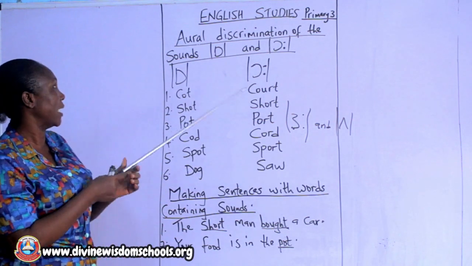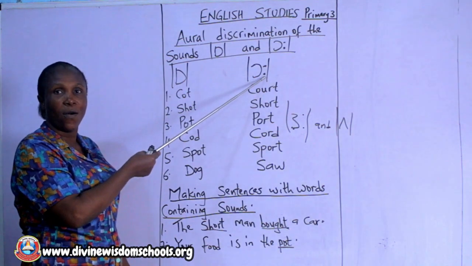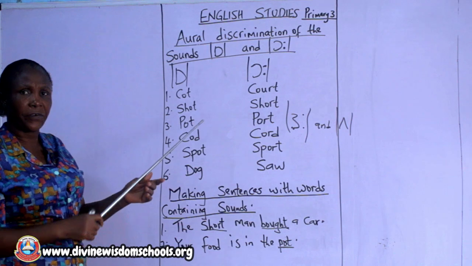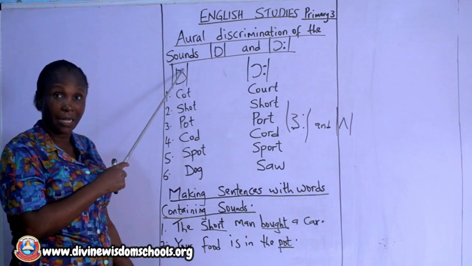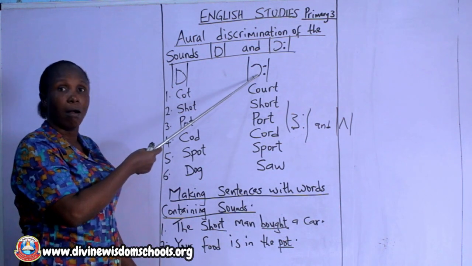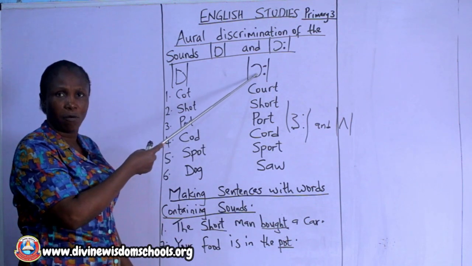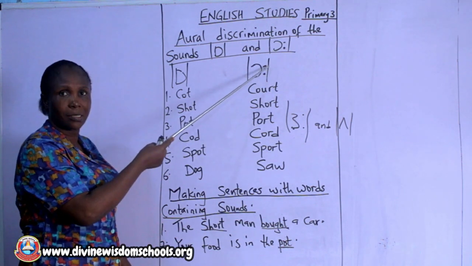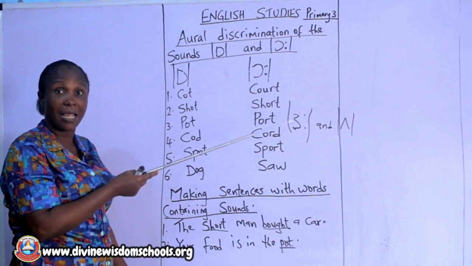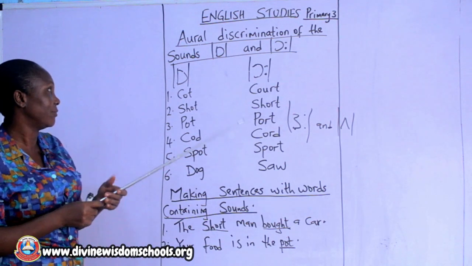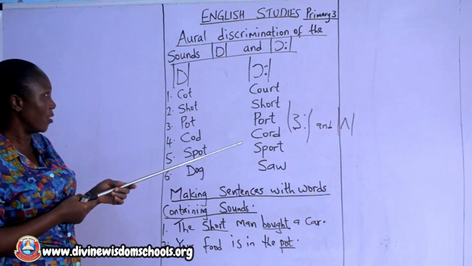Today, we'll be looking at sound /ɒ/ and /ɔː/. Now, the difference between the sounds is that the /ɒ/ is a short vowel sound, while the /ɔː/ is a long vowel sound. What makes this a long vowel sound? You can see the two dots beside the sound. These two dots make it a long vowel sound. Now we're going to be looking at example words containing these sounds.